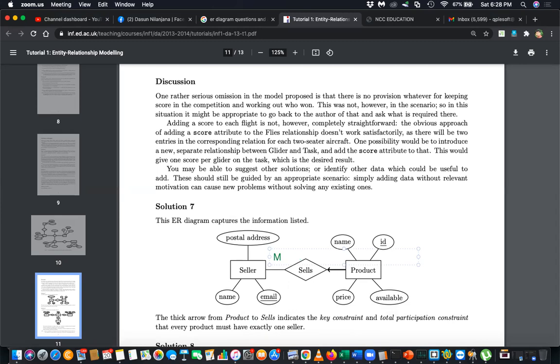M by N relationship. So if you mention M by N, that's okay. But no need to have this arrow. This arrow shows this. So no need to mention this arrow here. You can just write seller and product, then their attributes.